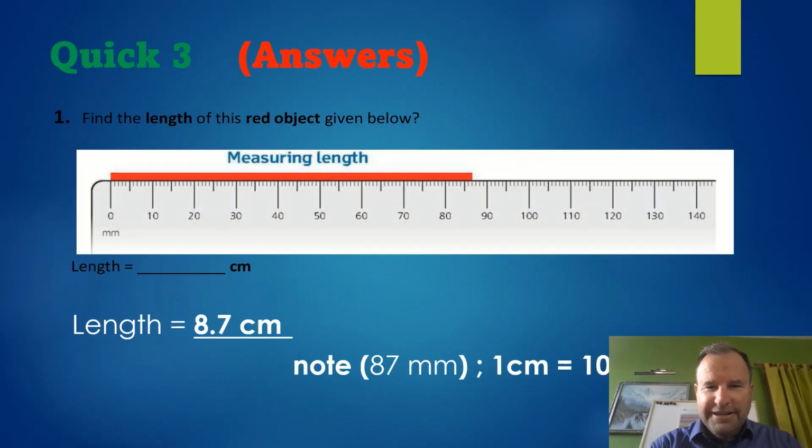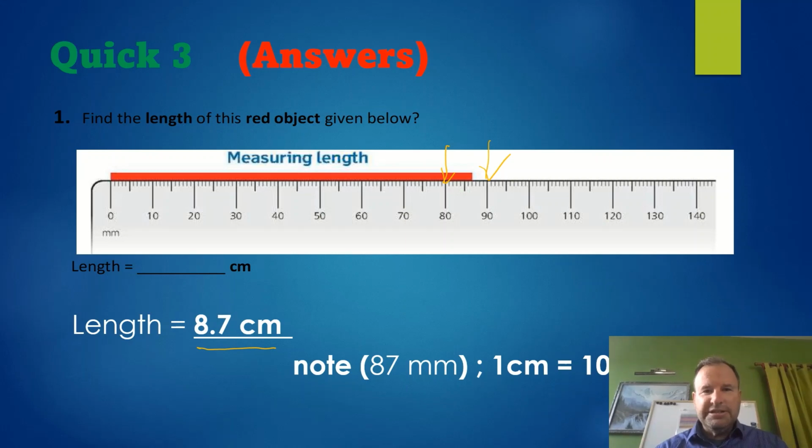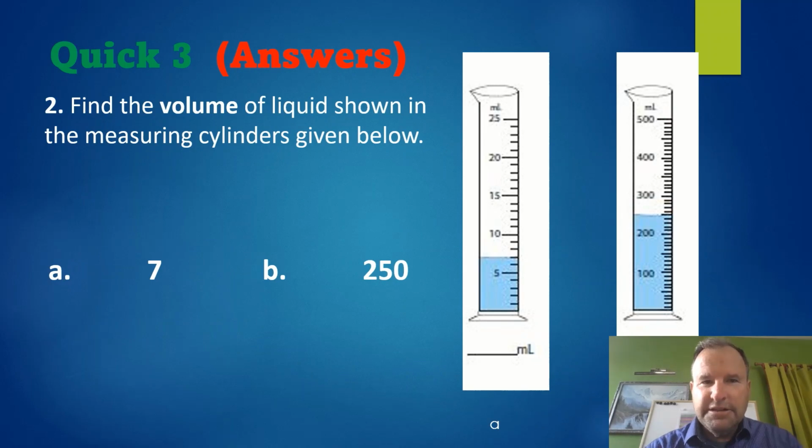Okay, here are the answers to the quick 3. Number 1, hopefully you got 8.7 centimeters, and you noted that you could see your scales between 80 and 90 millimeters. I want it in centimeters. Here's the answer to the second question. Find the volume of the liquid as shown here. The answers are A is 7 mils, and 250 mils as per the scales there. I hope you got that. If you got that, well done. Good job.